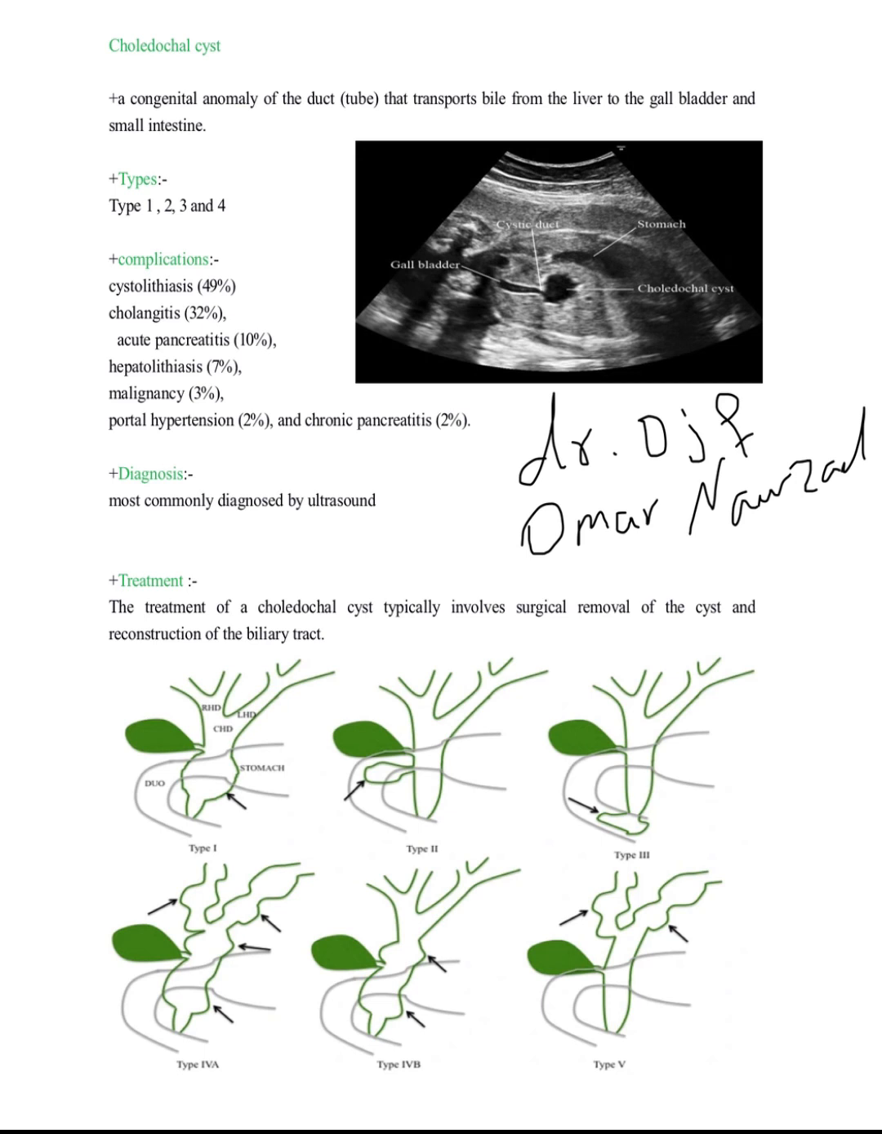The long-term outlook for individuals with a choledochal cyst depends on several factors, including the type of the cyst, the extent of surgery, and any associated complications. With appropriate treatment and management, most individuals can expect to have a good outcome. In terms of lifestyle change, individuals who have undergone surgery for choledochal cyst may need to make some modifications to their diet and activity level.